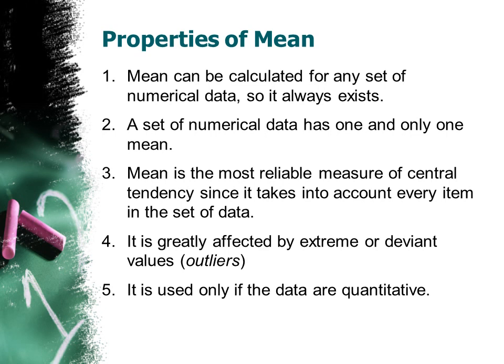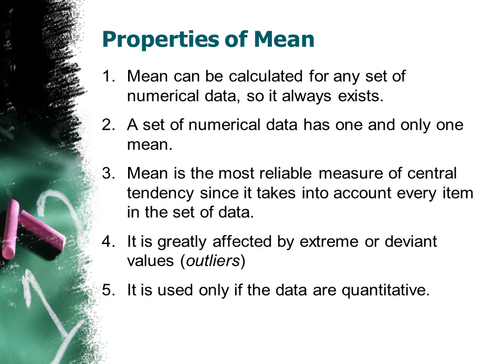That will lead us to number two: it has one and only one value. The mean has only one value. The third one is that the mean is the most reliable measure of central tendency since it takes into account every item in the set of data. So it differs from the median and the mode that you will learn later on, because the other two are concentrating on other aspects of the data set.